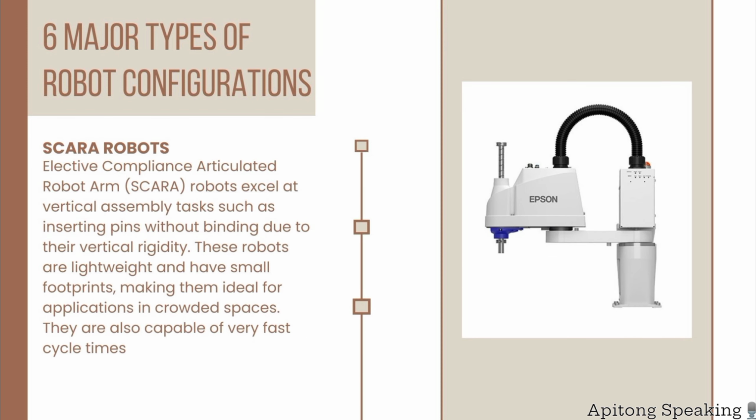direction. Next type of robot configuration is the SCARA robot, which is the selective compliance articulated robot arm. So this kind of robot excels at vertical assembly tasks such as inserting pins without binding due to their vertical rigidity. These robots are lightweight and have smaller footprints, making them ideal for applications in crowded spaces. They are also capable of very fast cycle times.